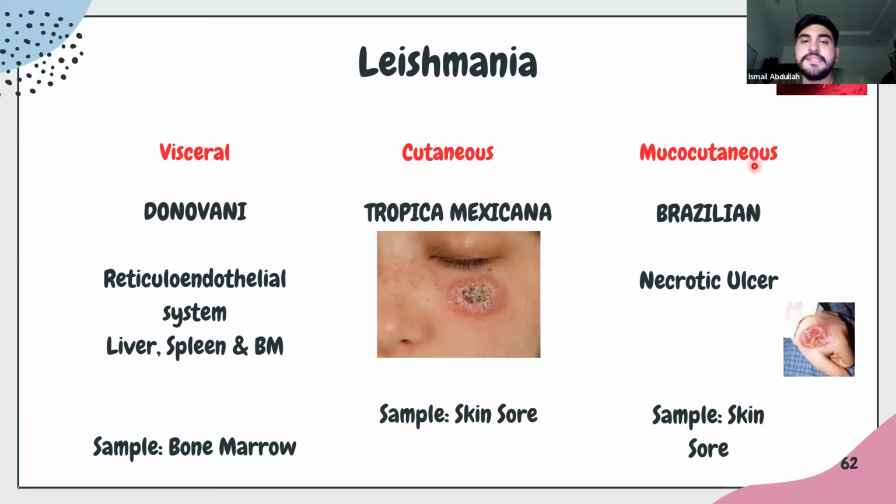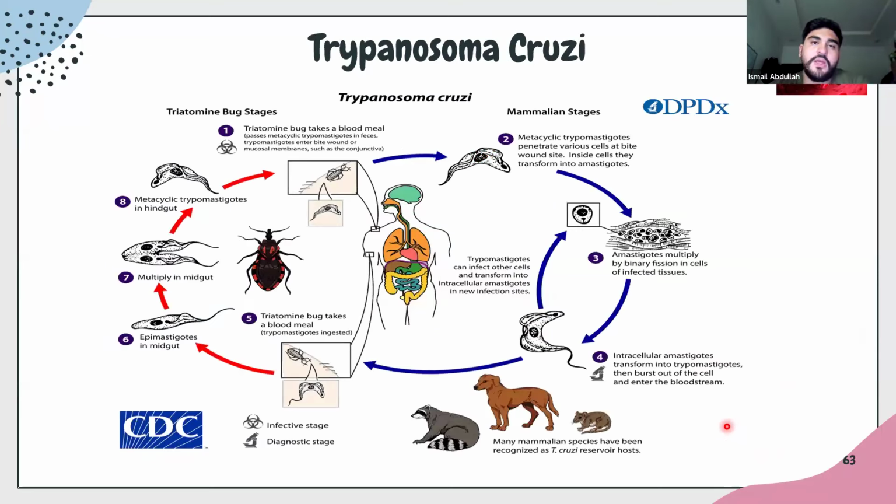Mucocutaneous, okay, it's similar to cutaneous, but the difference is it involves even deeper layers. Okay, and it's actually going to be a necrotic ulcer. So this is how you can tell the difference between cutaneous and mucocutaneous. Mucocutaneous is actively bleeding, as you can see. Here it's just simple. But again, you would take a skin sore. Okay, I hope this is clear. So I'm going to move on.